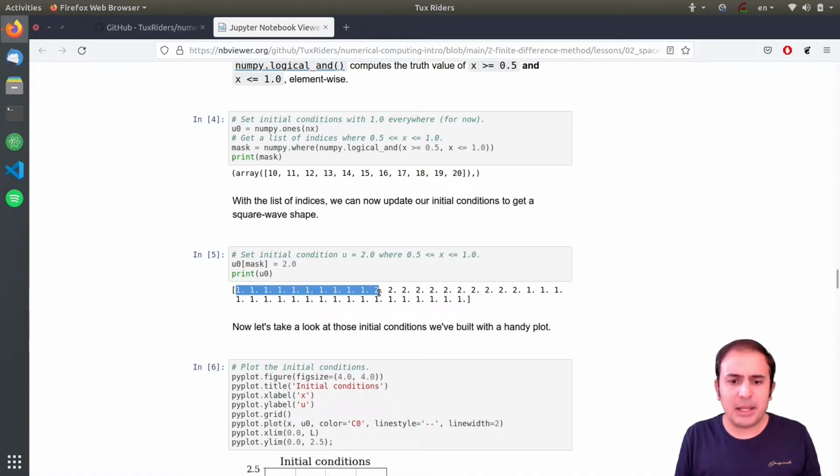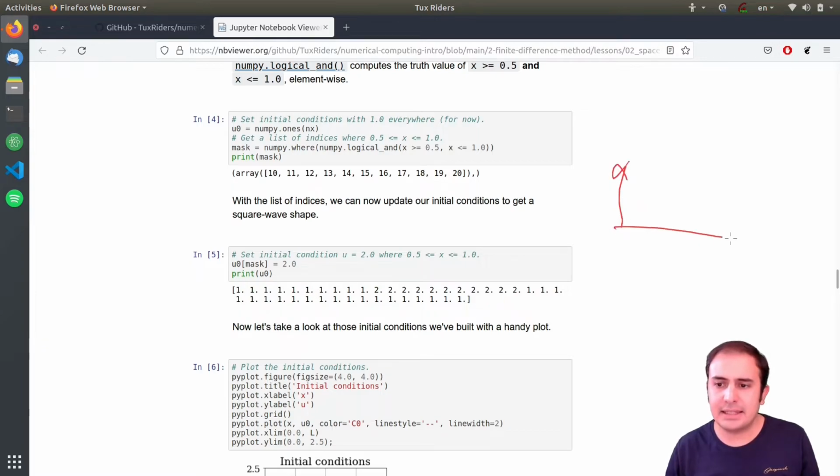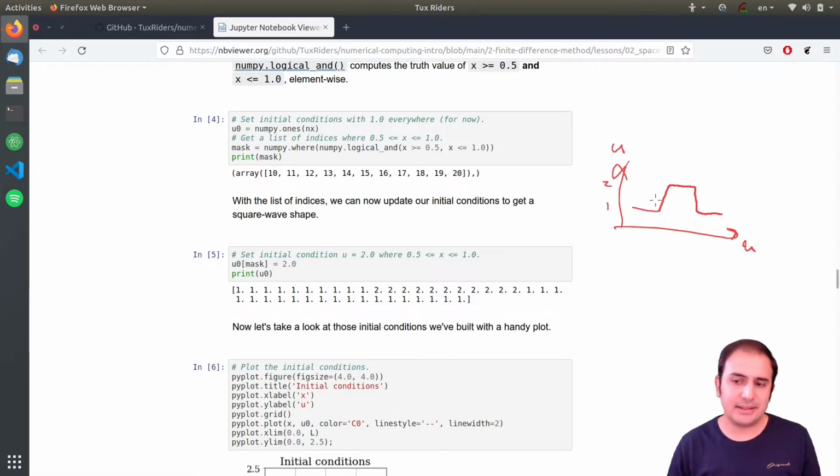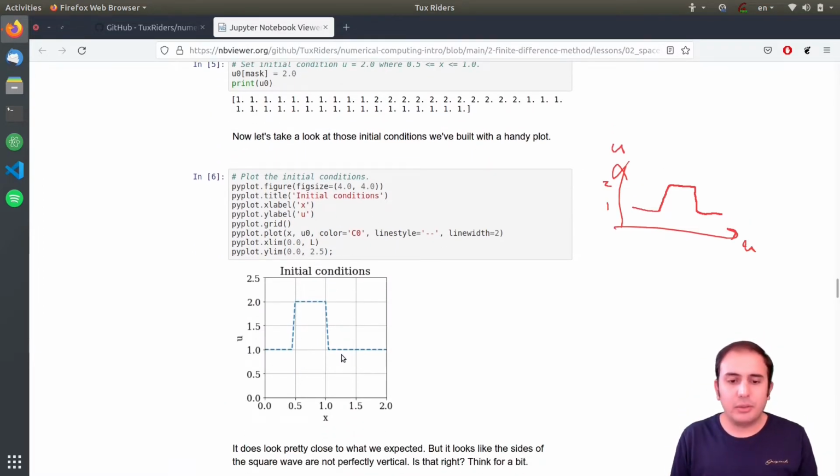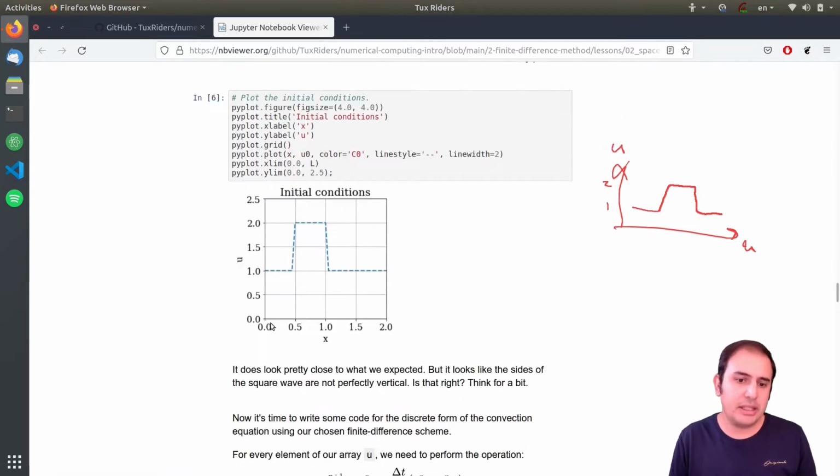So you can see that in a space that is not between 0.5 and 1, it is 1, and inside this, it is 2. So this is the initial value of u. Just imagine what we have here is something like this: this is u, this is x, and we want to see what happens to this wave, to this kind of signal over time. So let's see. Let's do that using numerical computing. This is the initial condition as I draw here.